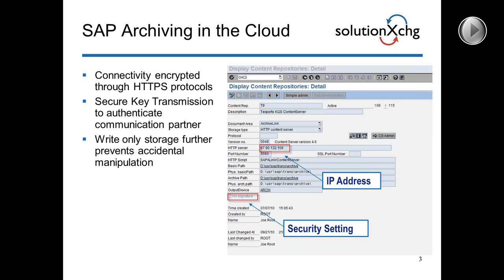If you add a VPN channel, your archive then becomes an extension of your company network, even though it is actually located in a hosted environment. So it's all the security features that you would need in order to move this to the cloud are already built into today's ArchiveLink interface.